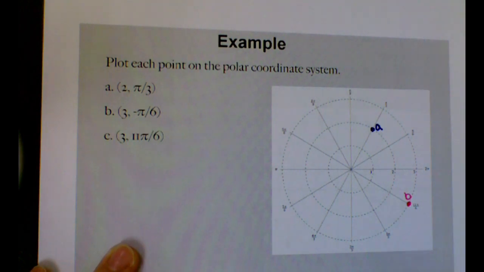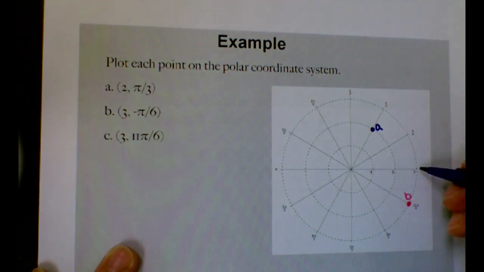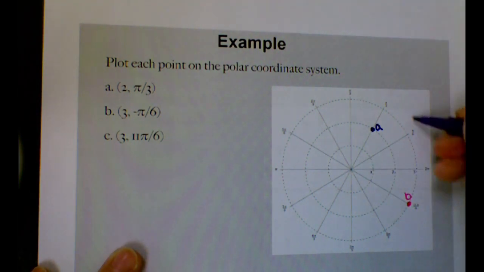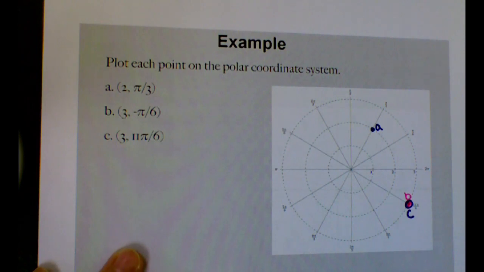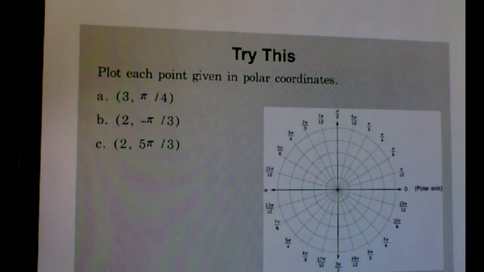And for (3, 11 pi over 6), my radius is 3, so I'm out here on this 3 circle. Go all the way around to 11 pi over 6. And look at that. Point C is the exact same point as point B. So now you're going to try a few.